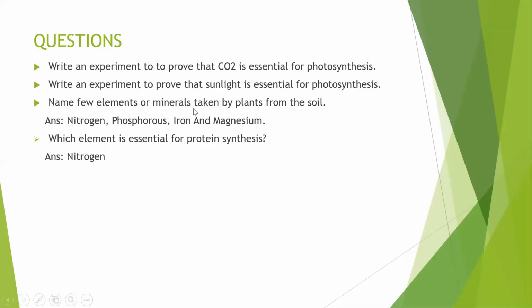Name a few elements or minerals taken by plants from the soil. What are they? Nitrogen, phosphorus, iron and magnesium. Which element is essential for protein synthesis? Nitrogen. In which form is it absorbed? Nitrogen is absorbed in the form of inorganic nitrites or nitrates and organic compounds made by nitrogen fixing bacteria in the soil.